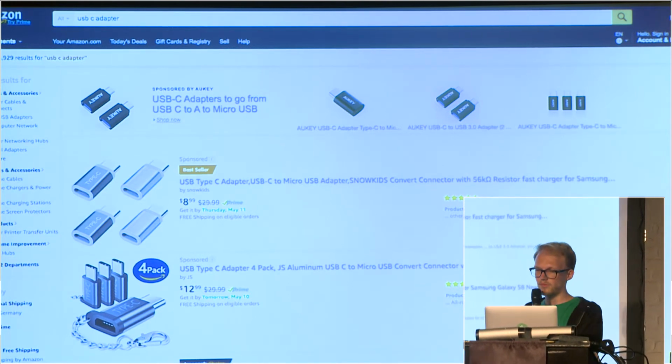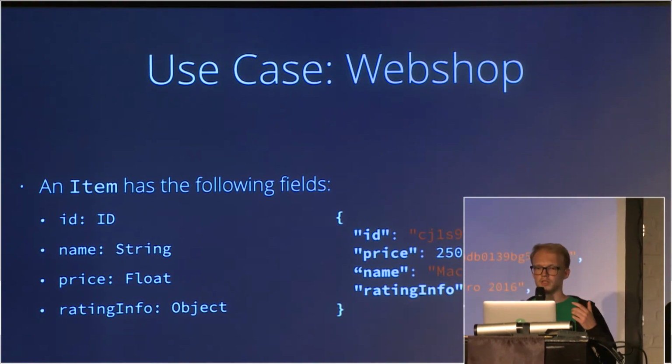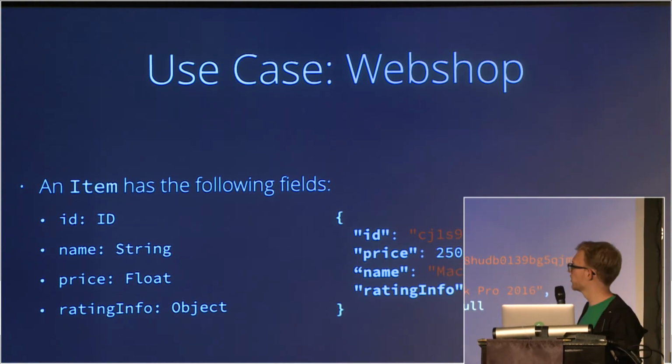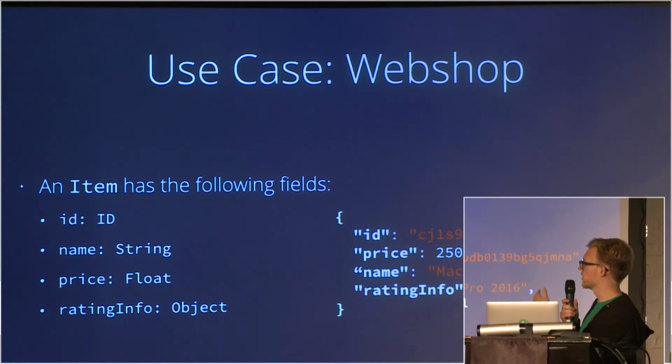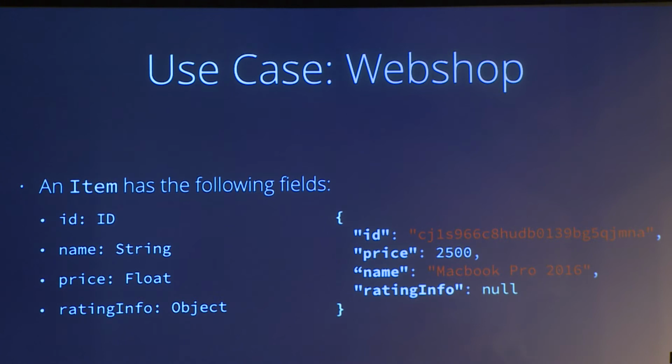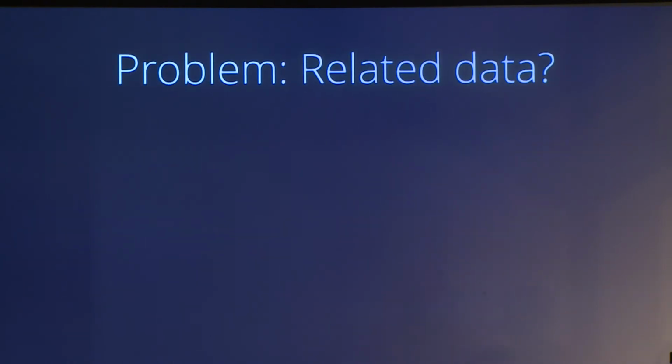So if we break this down into a smaller use case of a web shop, we have a data item called item, which has an ID, a name, a string, a price, and also has some related information about its rating. How would that look for a REST API? You have your API for your web shop, and on /items, you could just get all of your items. The problem here is what if you want to have related data as well.